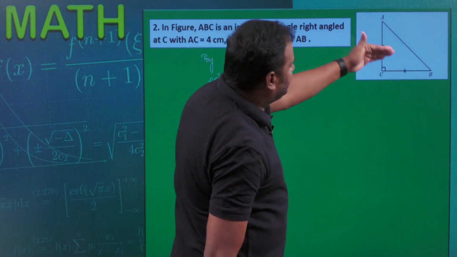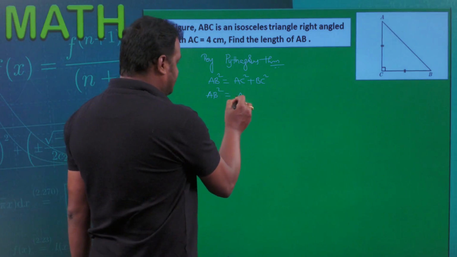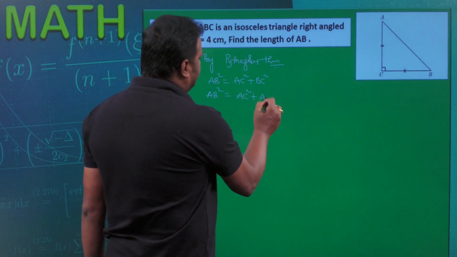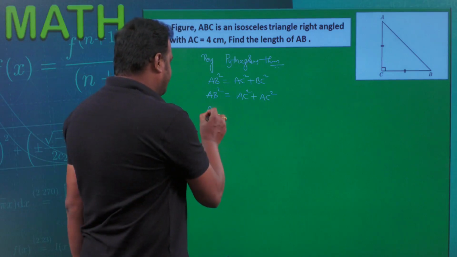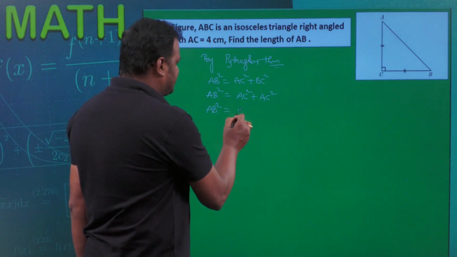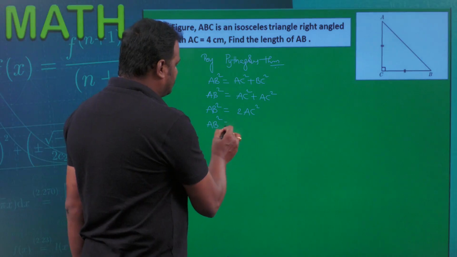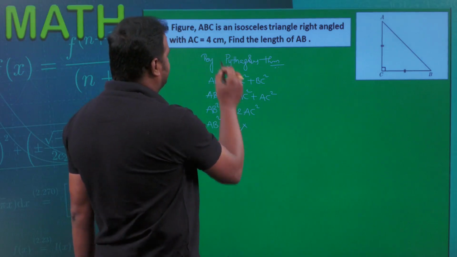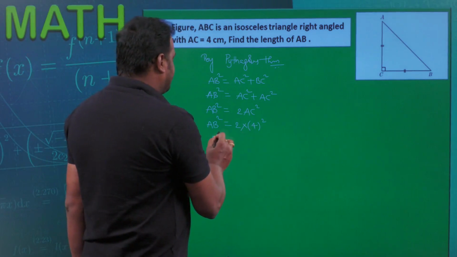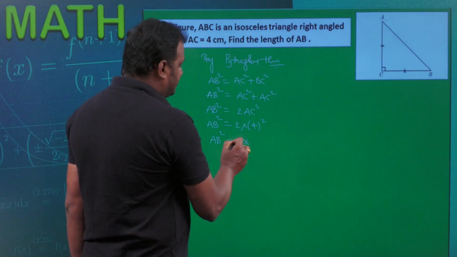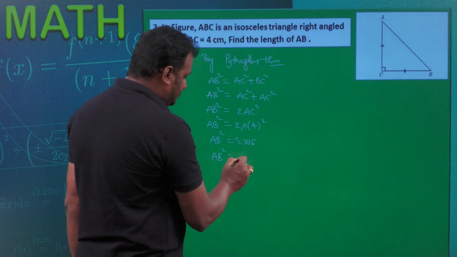But here AC and BC both are equal, right? BC is also equal to AC, therefore BC square equals AC square. Therefore, AB square is equal to AC square plus AC square, which is 2 AC square. AB square is equal to 2 times, what is the value of AC? It is 4, so 4 square. So AB square is equal to 2 times 4 square, which is 2 times 16.